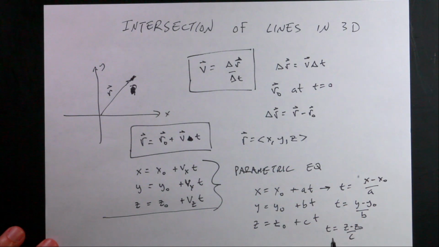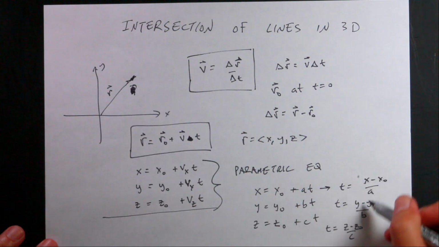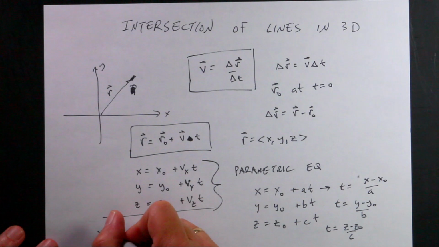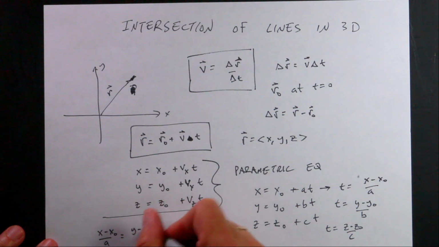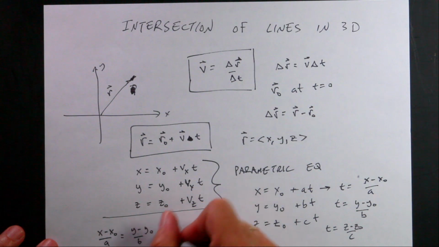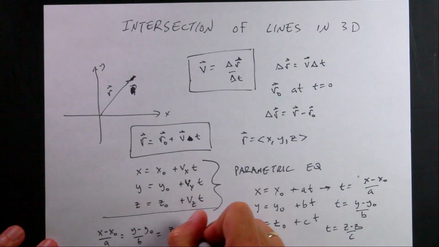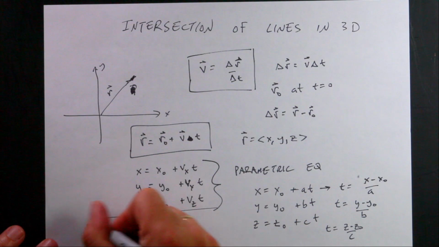I'm just showing you this because you see it a lot, and you'll see this line written as, since these are all equal to t, these are all equal to each other. So I have x minus x0 over a equals y minus y0 over b equals z minus z0 over c.